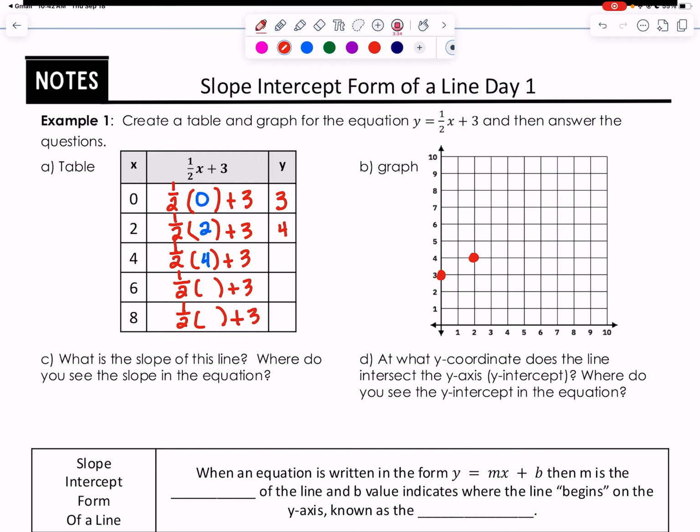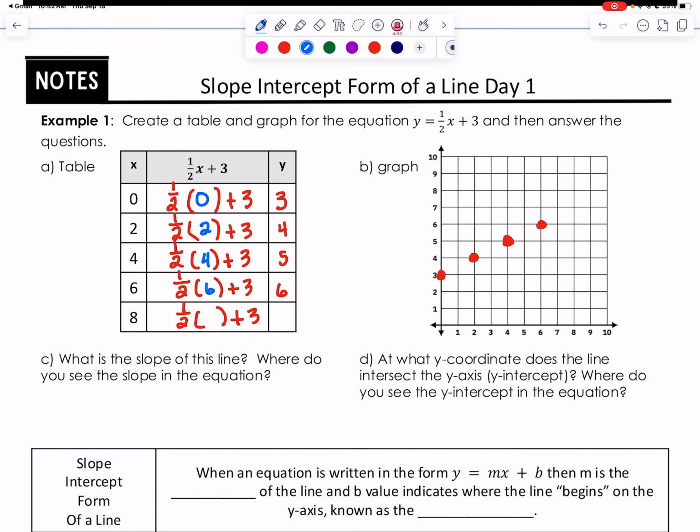All right, the next x value we want to evaluate for is x equals 4. So 1/2 of 4 is 2, and 2 plus 3 is 5. So we have an ordered pair at 4, 5. Let's plot that point right here on the graph. Over 4 and up 5. All right, our next x value is 6. 1/2 of 6 is 3, and 3 plus 3 is 6. So I have a point at 6, 6.